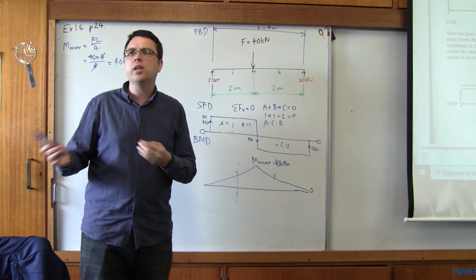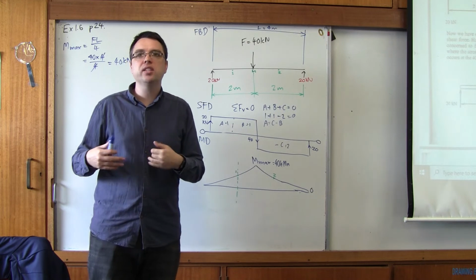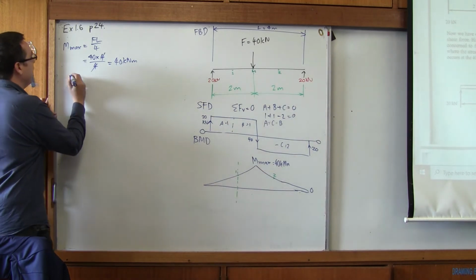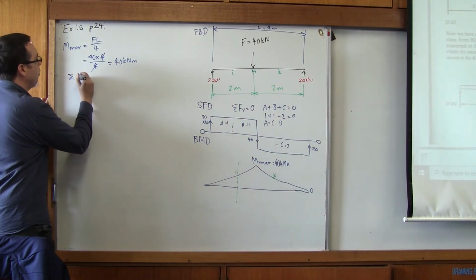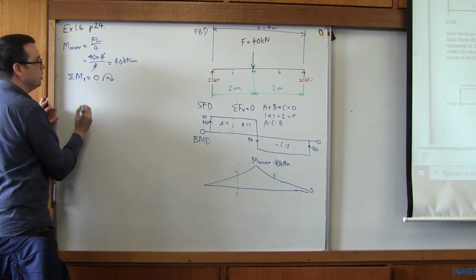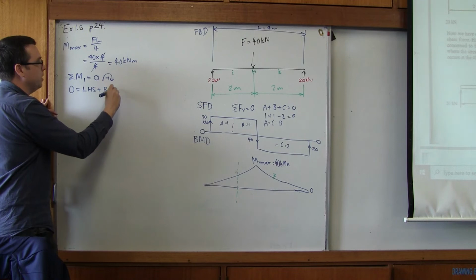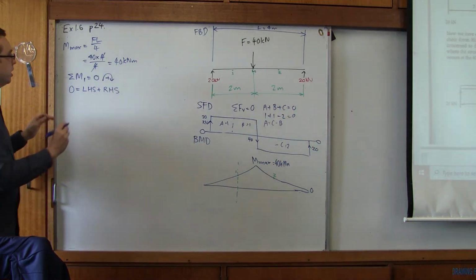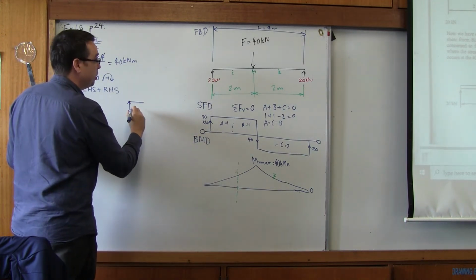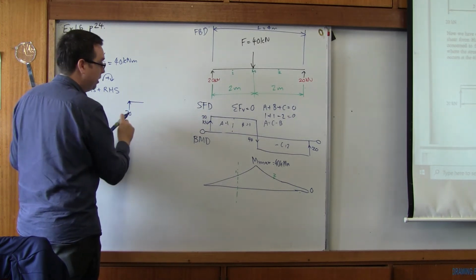When we say plus or minus, how do things get to be plus or minus? When we talk about moments, what do we set as a positive convention? Clockwise, exactly right. So here's what we're going to do. We're going to say the sum of the moments at location 1 equals 0, setting clockwise as positive. So 0 equals the left-hand side plus the right-hand side. From the left, what does the left-hand side look like? Well, it looks like this. It has a reaction force of 20 kilonewtons going up, and then it has the rest of it. So how far is it? It's 1 meter.